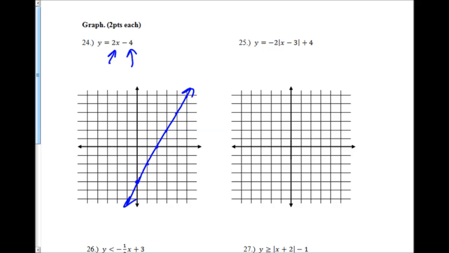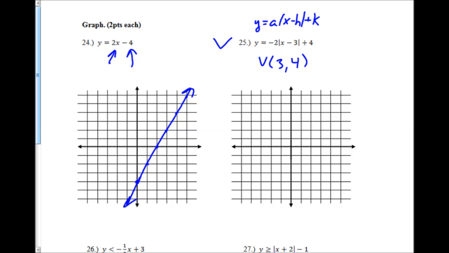For number 25, really this is kind of a linear equation, but it's an absolute value equation. Remember, the absolute value equations are the ones that form the V. And the first thing we want to do is find the vertex. Okay, that's where our V starts. And for this one, remember, it's of the form y equals a times the absolute value of x minus h, plus k. So when we see x and then a -3, the x matches the x, the minus matches the minus. The h is actually a +3, and then the k value is a 4.